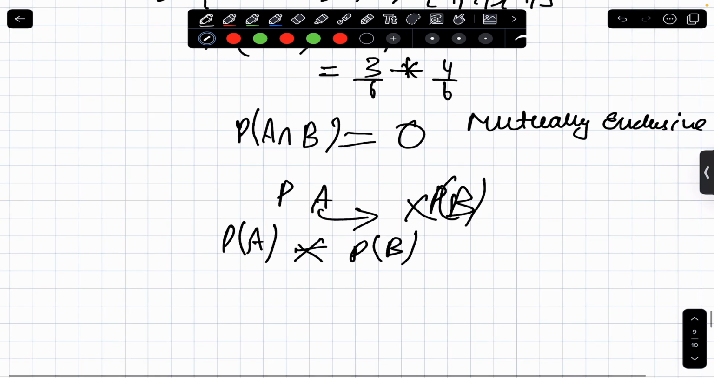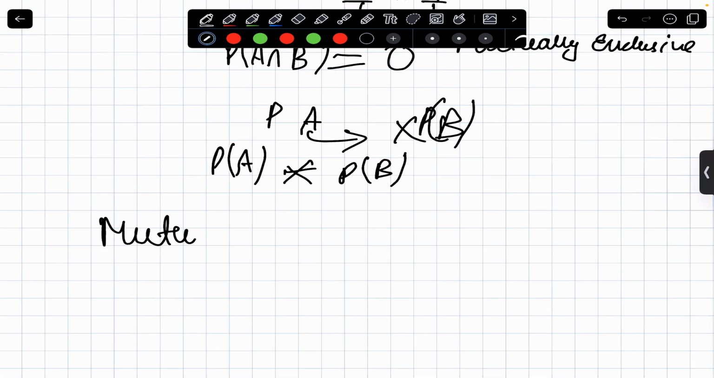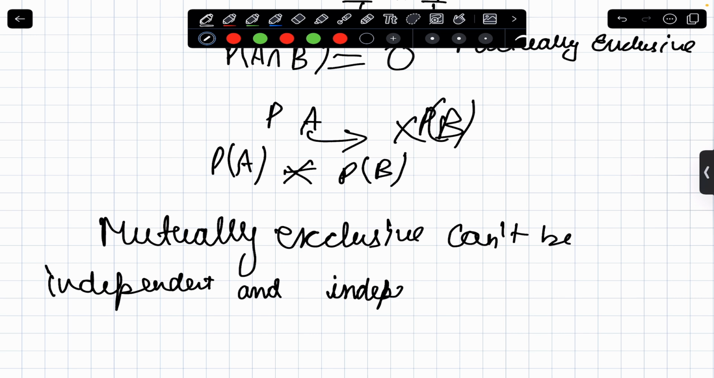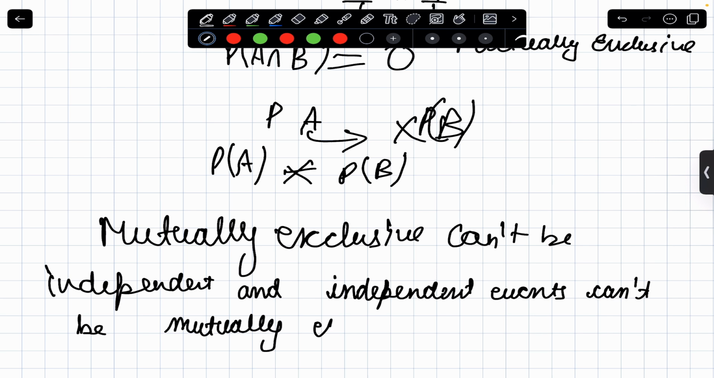Got this? So at last, mutually exclusive events cannot be independent. Ignore my writing, but let me write it with beautiful writing. And independent events cannot be mutually exclusive. Okay, I hope that you won't have any doubt.